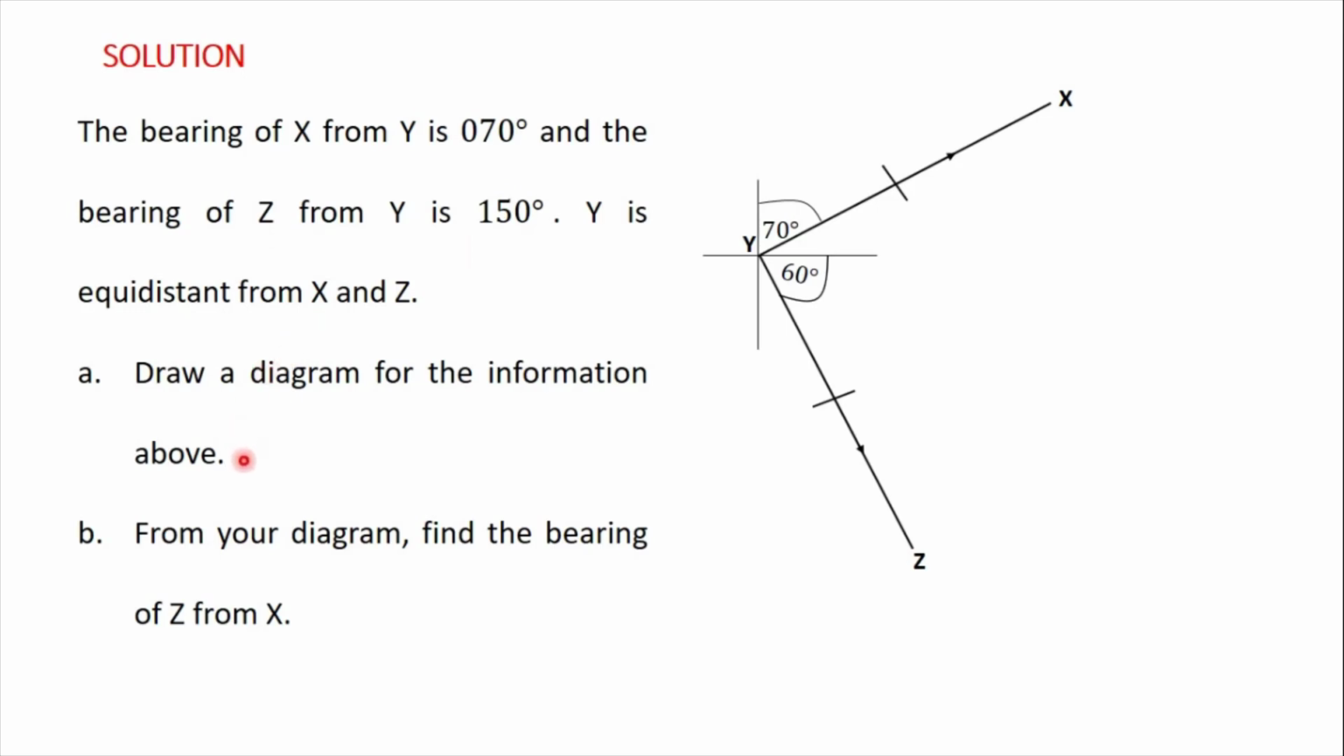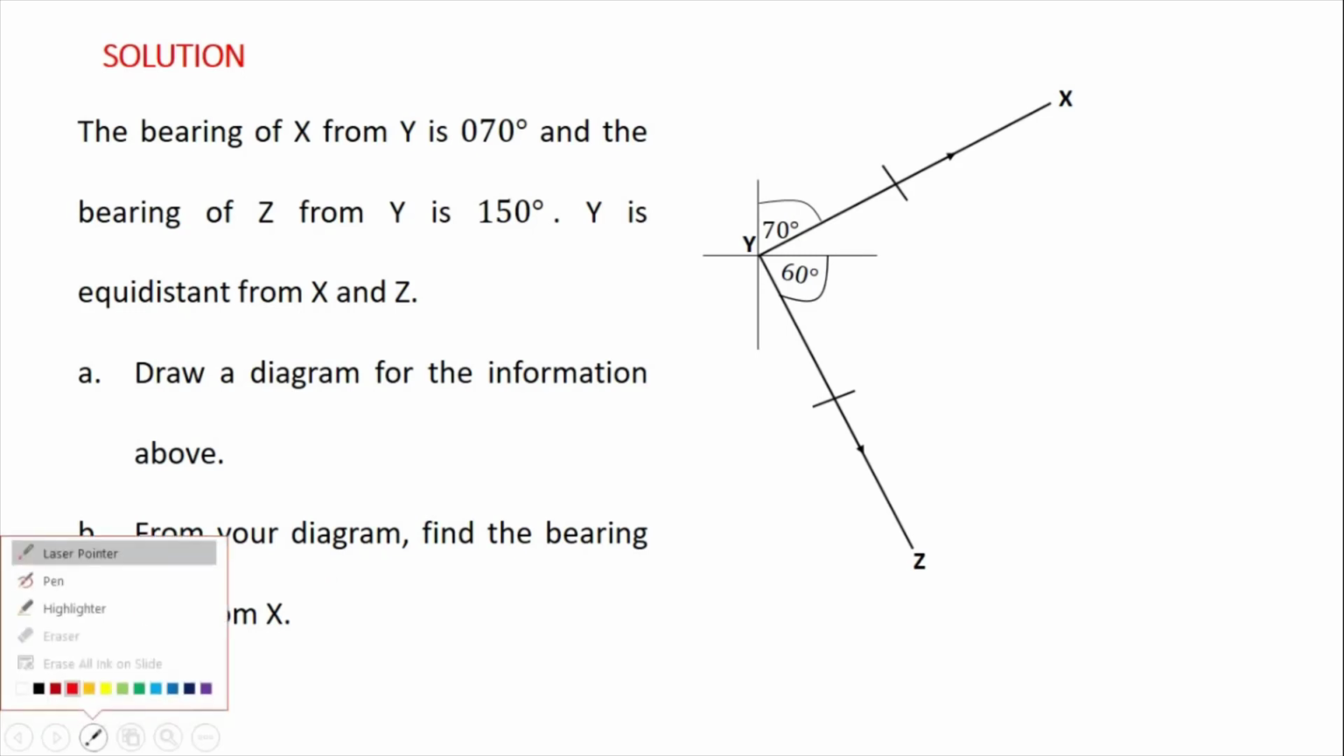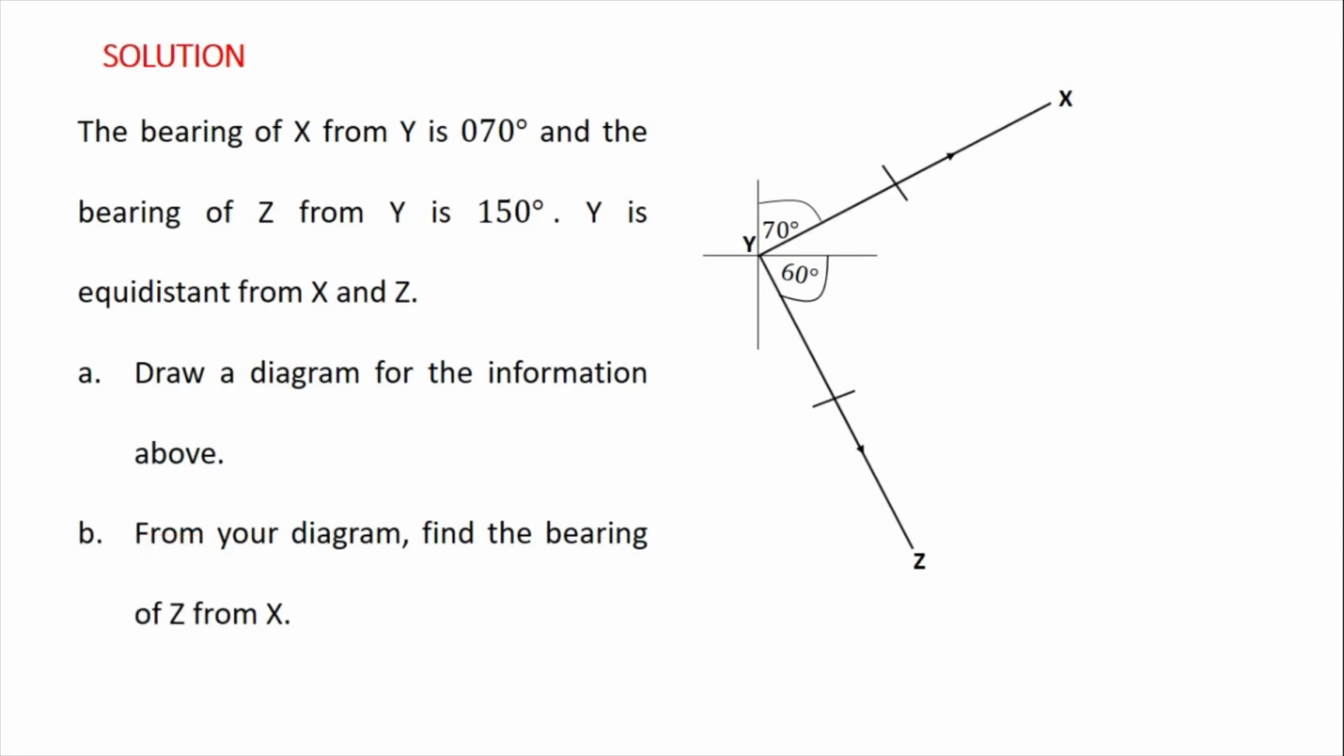So we have answered the first part of the question. The second part is that from the diagram, find the bearing of Z from X. Now, in order to find the bearing of Z from X, you have to join Z to X as shown here. We have to join point Z to point X.